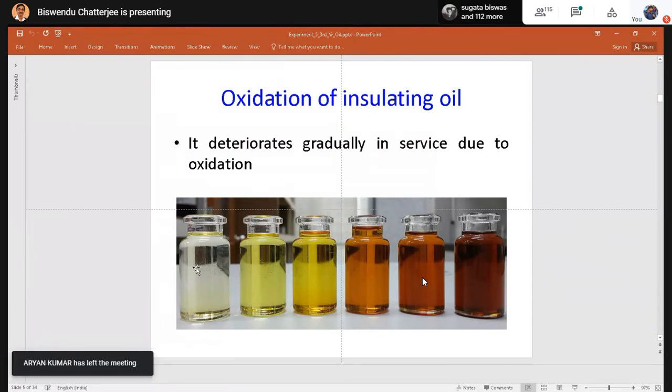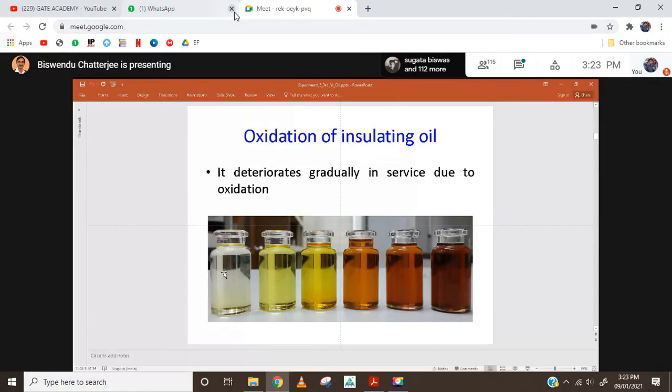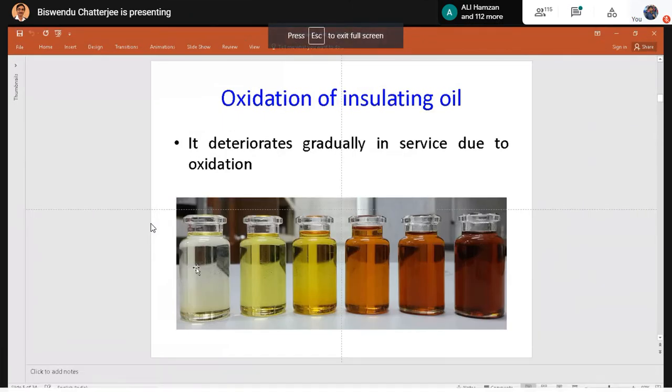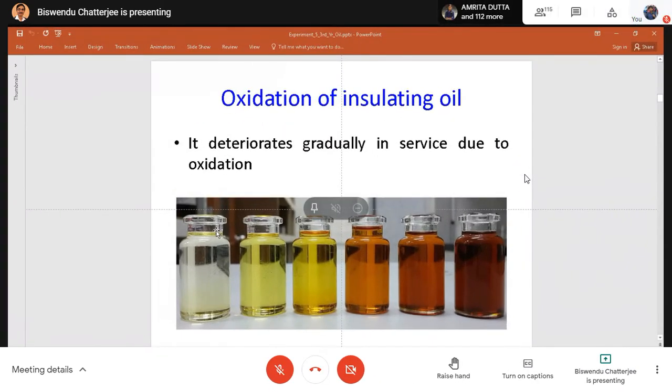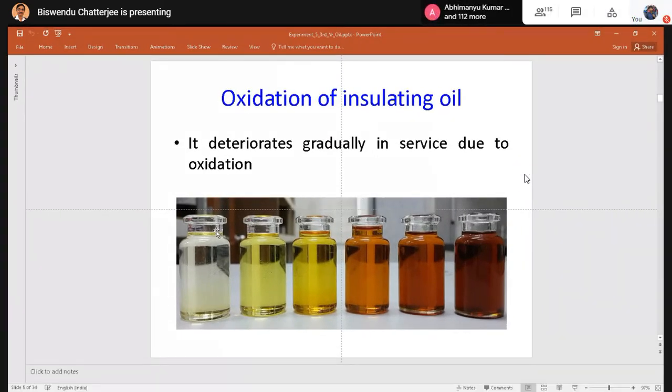And what is interesting, if you touch this oil and compare it with your cooking oil, you will feel that it is non-oily. I repeat again, this oil has a special property: it should impregnate into the pores of the paper. So it must be very light so that easy impregnation is done within the insulating paper or the kraft paper. That makes the oil feel very light and non-oily.